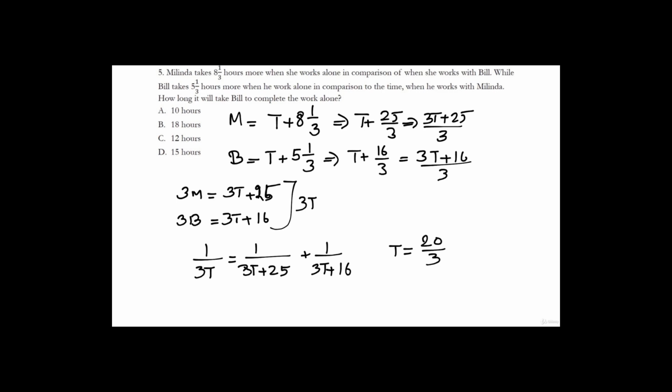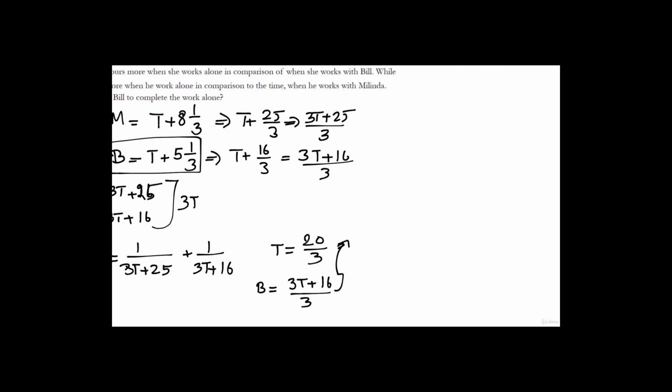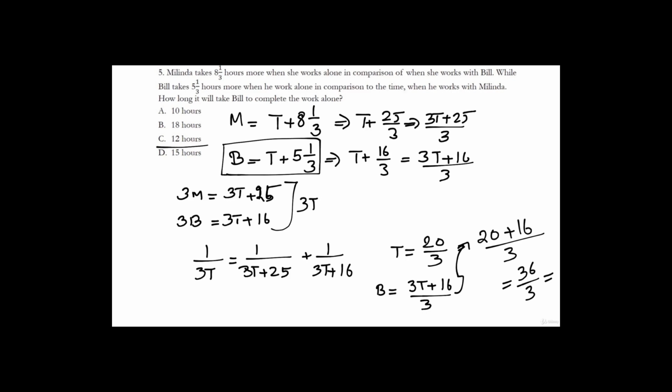Okay, so we have to find out the time taken by Bill to complete the work. So time taken by Bill is (3T plus 16) whole divided by 3, which is (20 plus 16) whole divided by 3. T is 20/3, so 3T is 20. 20 plus 16 whole divided by 3 is 36/3, which is 12 hours. So the time taken by Bill to complete the work alone is 12 hours, which is option C.